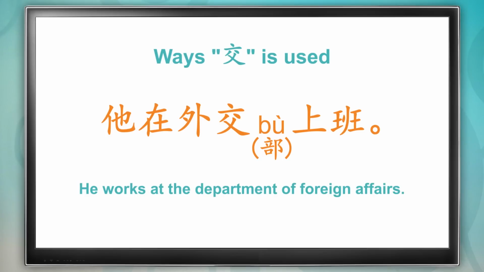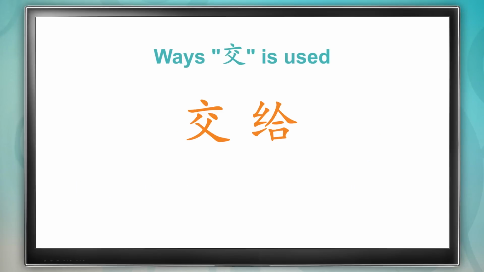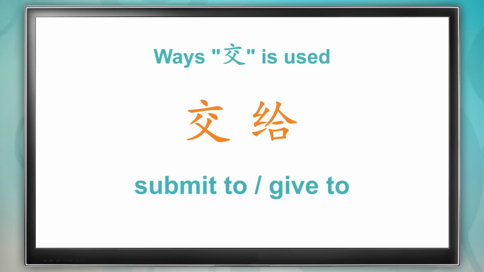Let's move on to one more example of compound words with jiāo. Now, let's look at this character in another word. Please read it with me. 交给. Great! This means to submit something to someone or to hand something in.